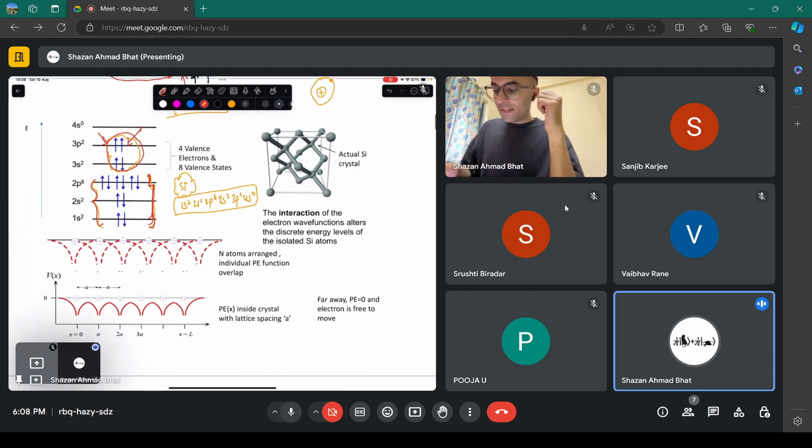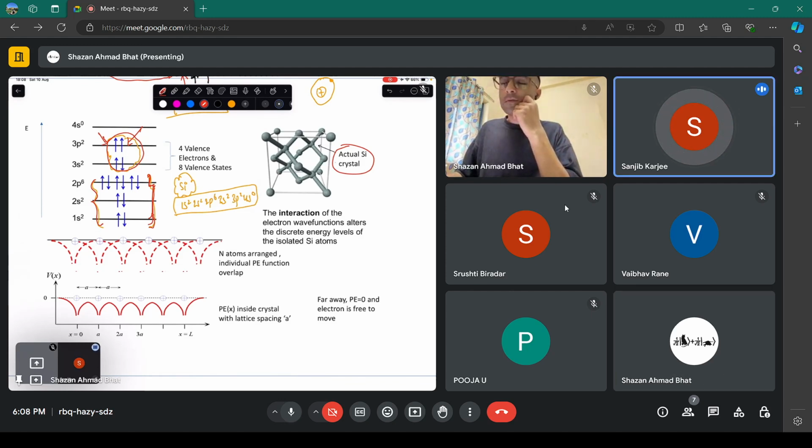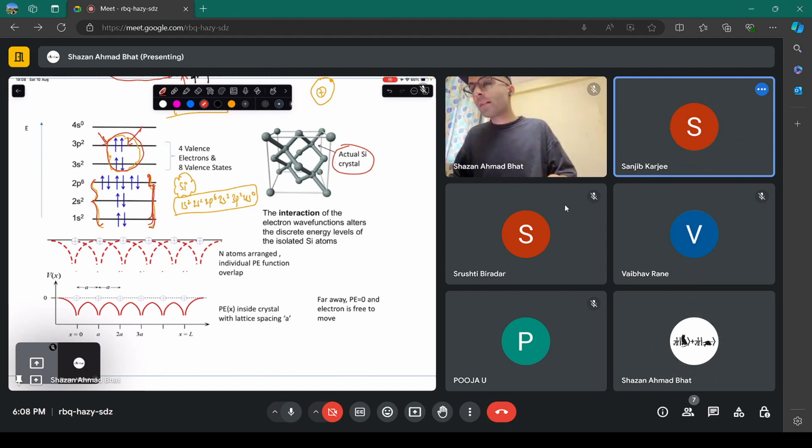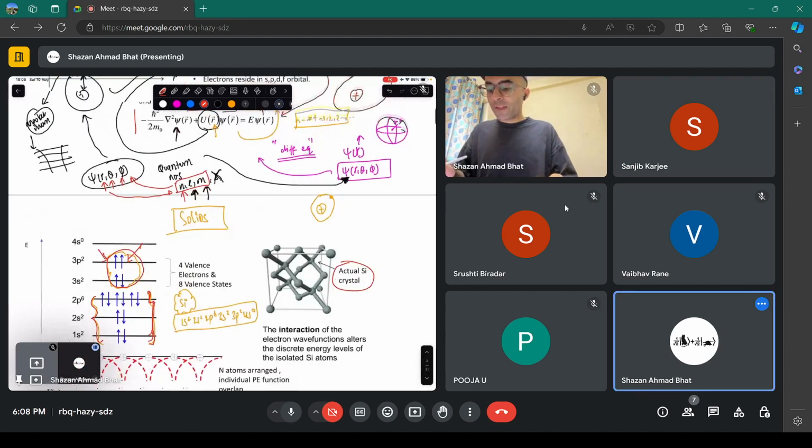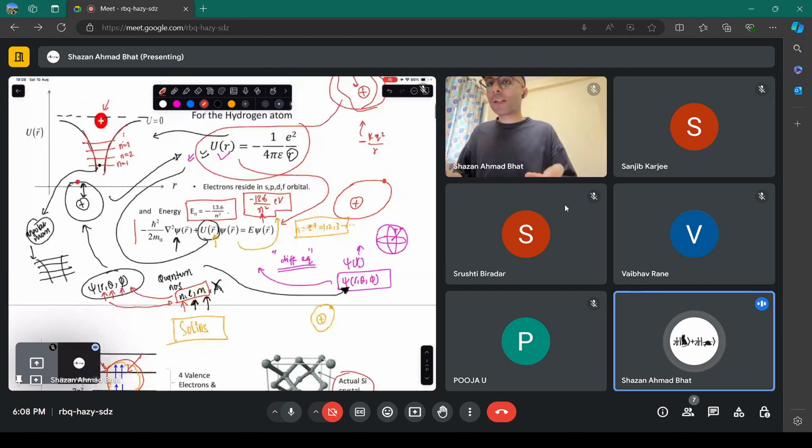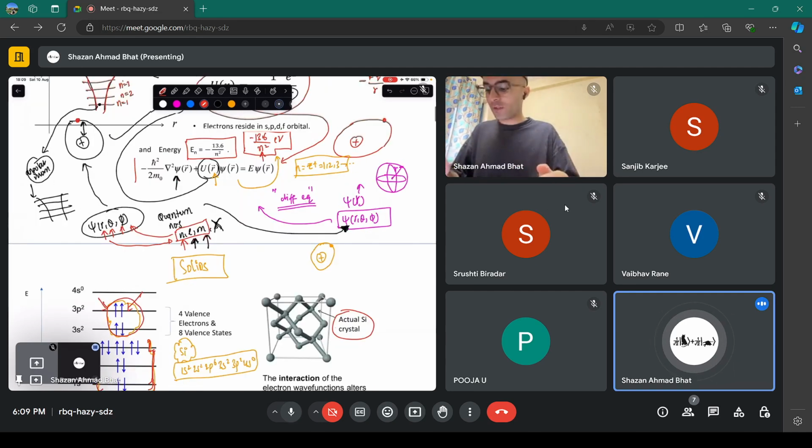Okay, so this is the actual silicon crystal, which you... Sir, guys, yeah, how does the Pauli exclusion principle work? Sorry? How does the Pauli exclusion principle work? Okay, that's a good question, but let's do one thing. I'll have a question answer session by the end of this presentation, and then I'll handle all of the answers. But I'll tell you the answer to this question.